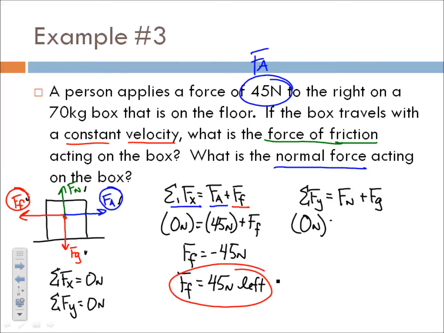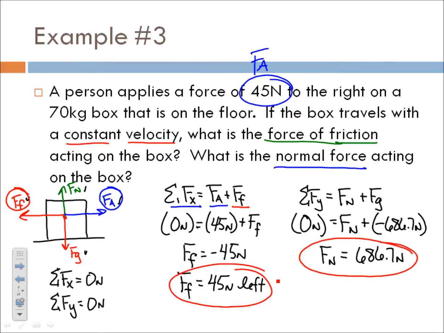So I substitute my 0 newtons. I can calculate the gravitational force on my 70 kilogram box. I end up here with negative 686.7 newtons for the gravitational force. You can do that work on the side. And that means that I get a normal force of 686.7 newtons, which is exactly opposite my force of gravity to cancel those out. And that's how we end up in a state of balance.